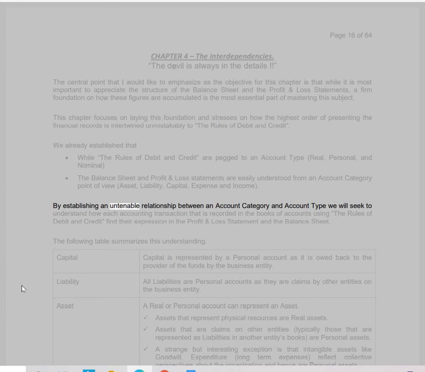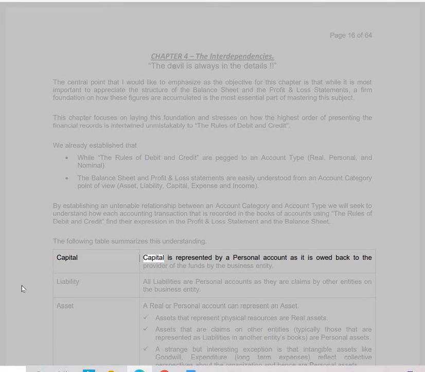By establishing an unmistakable relationship between an account category and account type, we will seek to understand how each accounting transaction that is recorded in the books of accounts using the rules of debit and credit finds its expression in the profit and loss statement and the balance sheet. The following table summarizes this understanding.